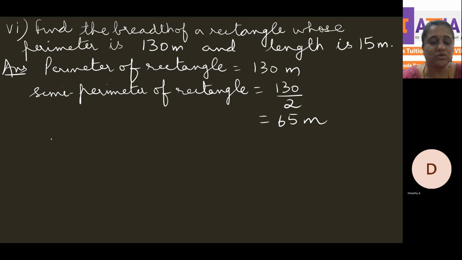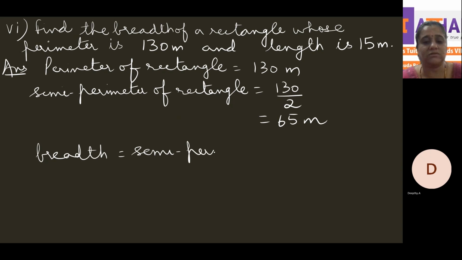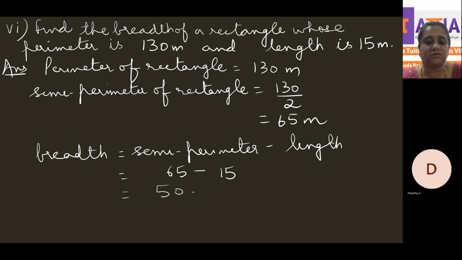Yeah. So now you should write breadth is equal to semi-perimeter minus length. So semi-perimeter is 65 minus length is 15. So that is 50 meters. Therefore, breadth of rectangle is equal to 50 meters.